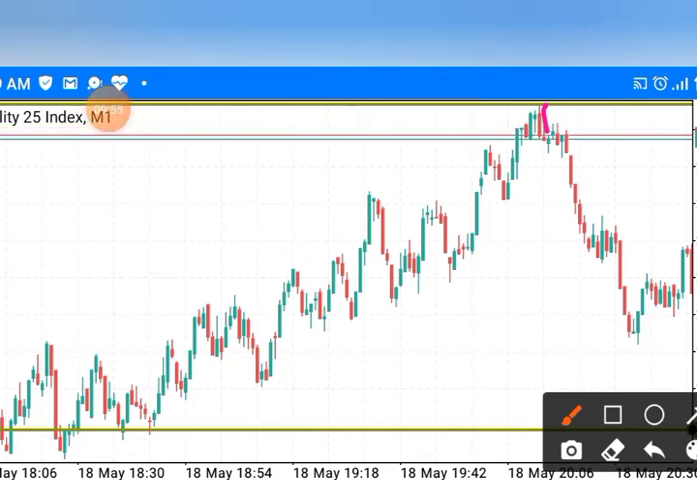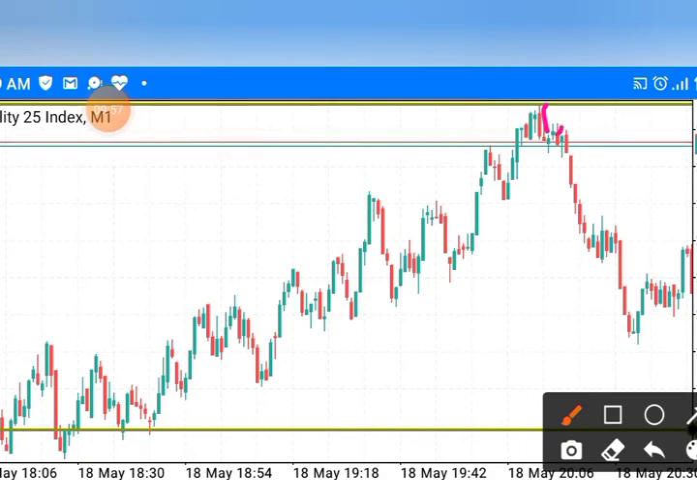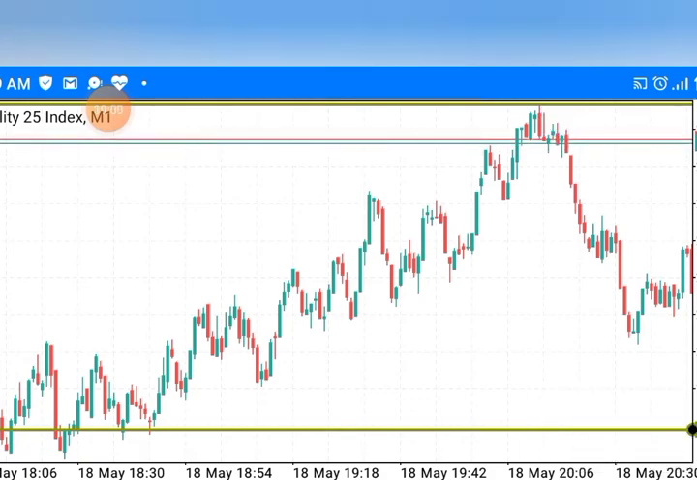So once that occurred, two confirmations, guys, you enter your trade there. When you enter your trade, what happens?